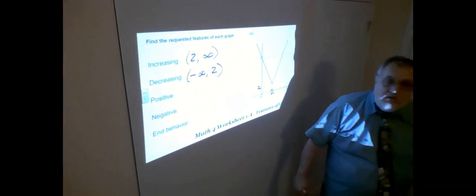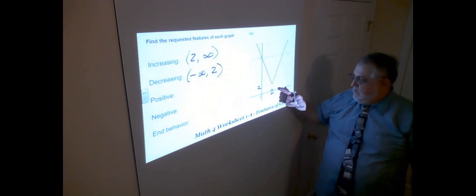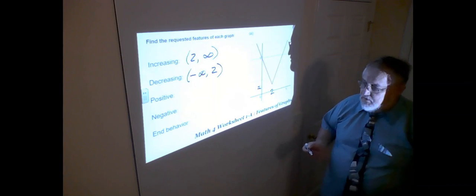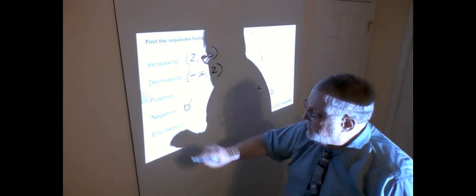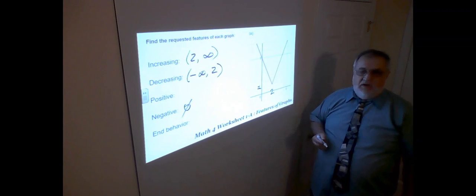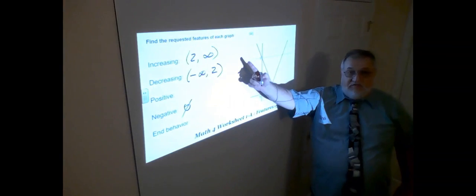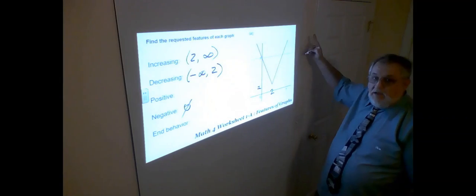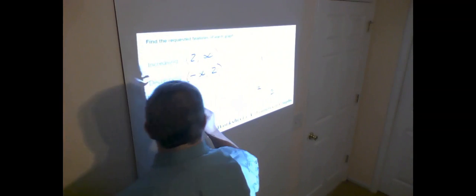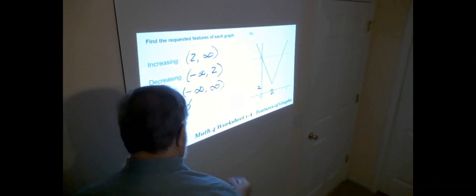Now, meanwhile, when we start asking about positive and negative, is any part of this graph below the x-axis? No, there is no part of this that is negative. On the other hand, every bit of it is above the axis, so all of it is positive. Now, where do my x's go? From negative infinity down here, and then out to positive infinity? It's the whole domain. So where is it positive? From negative infinity to positive infinity.